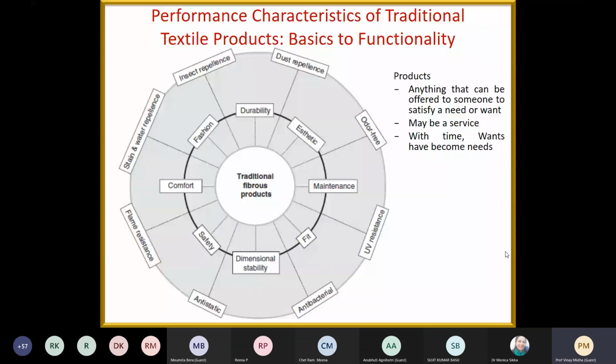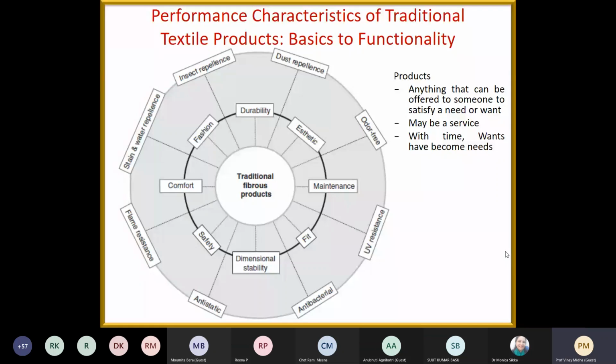Now, the functional performance which is coming into the picture is, for example, stain and water repellents, insect repellents, soil or stain resistance, UV resistance, and odor-free features. They should be antibacterial, for example, in the case of socks. They should have anti-static features. In certain cases, they should be flame resistant, particularly for kids. So in all these cases, the demand for functional features is increasing in traditional textile products. And as far as the product we are talking about, anything that can be offered to consumers to satisfy a particular need or want is considered a product. It may be a physical product or it may be a service also in general terms.